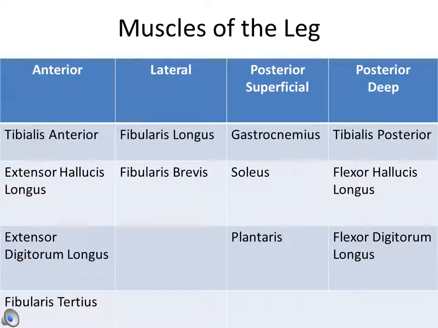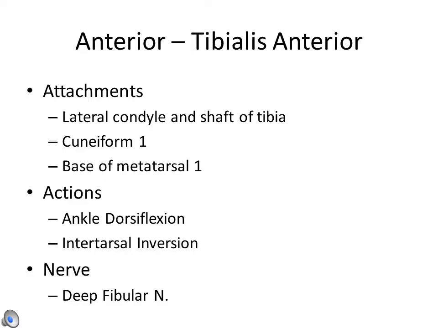The muscles of the leg are as follows. In the anterior compartment, we have tibialis anterior, extensor hallucis longus, extensor digitorum longus, and fibularis tertius. In the lateral compartment, we have fibularis longus and fibularis brevis. In the posterior superficial compartment, we have gastrocnemius, soleus, and plantaris. In the posterior deep compartment, we have tibialis posterior, flexor hallucis longus, and flexor digitorum longus.